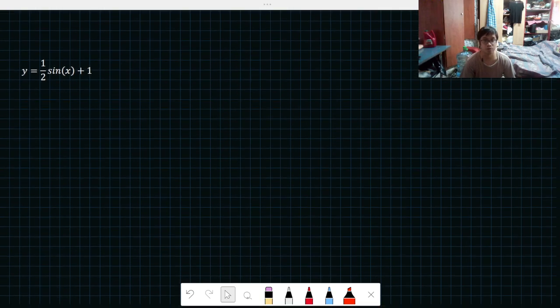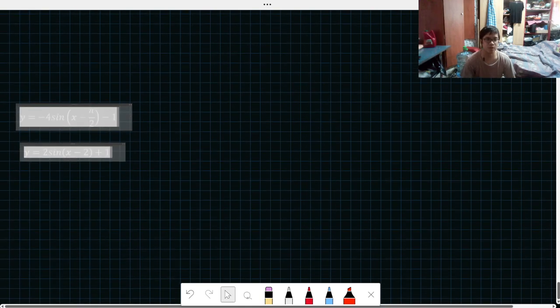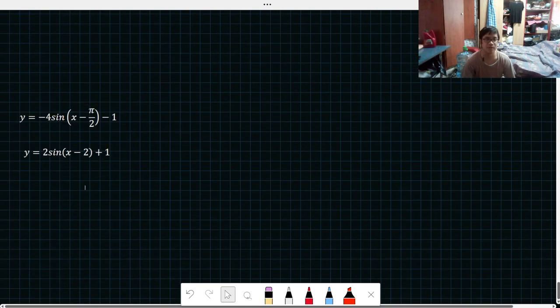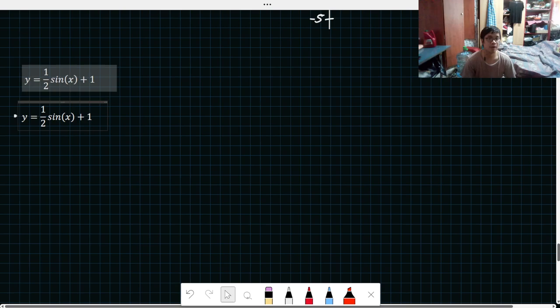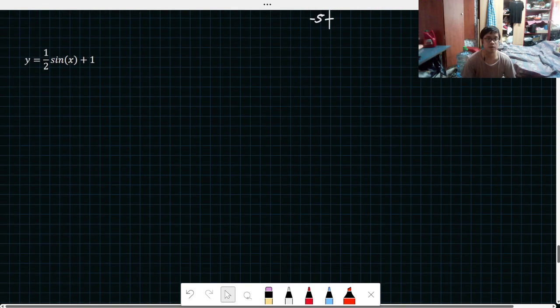No, wait. I think this would be the last example we're going to solve. Yeah, that would be the last example. Then the rest, we're going to solve these complicated graphs. All right? So let's go. Let's graph this one: y is equal to 1/2 sine x plus 1.